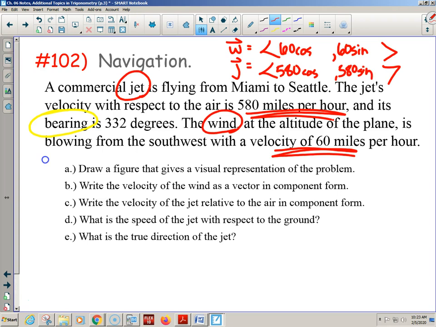What have I not filled in? The angle. Well, wait a minute. Hold on. The jet has an angle of 332. That would be this guy. I wonder if bearings are as easy as just throwing in the angle. In some ways, yes, and in some ways, no. The wind southwest, that's going to be a 45-degree angle.